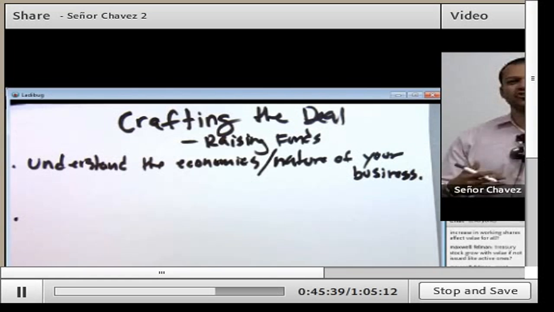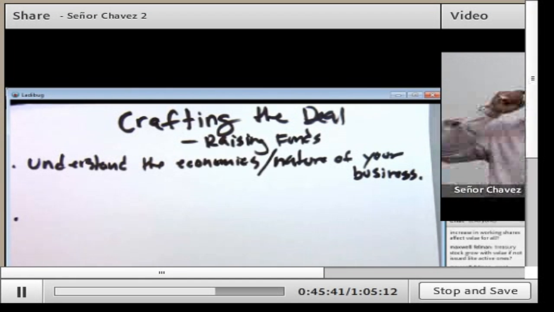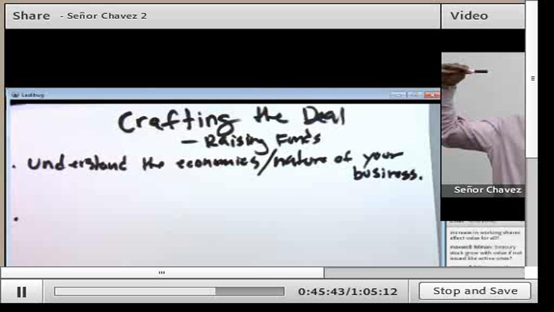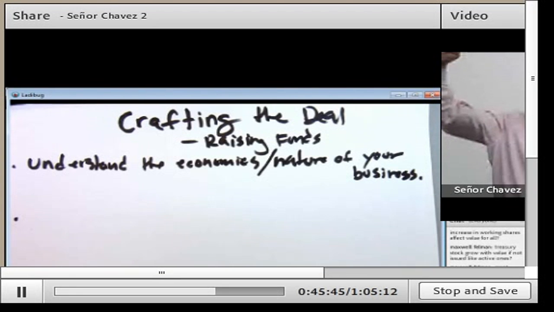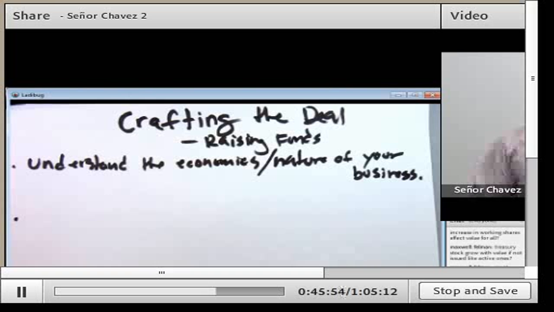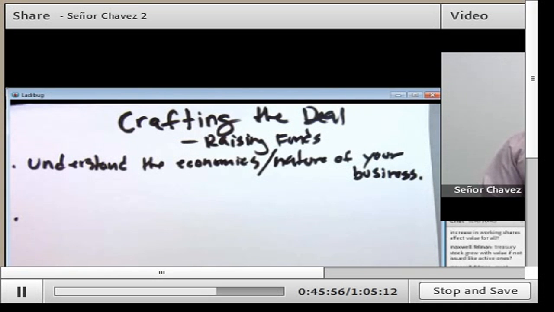What industry is it in? Is it an industry that's declining? Is it an industry that's moving up rapidly? What is it? If you can articulate this, the nature of the business, the industry, and the economics, I'm telling you that the investor will be much, much happier to know that you understand your business better than they do.